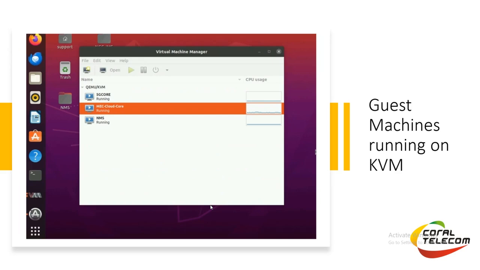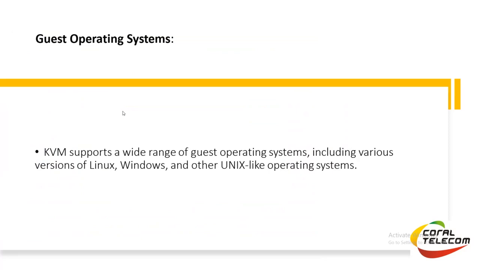You can see there are three virtual machines: the 5G core, the MEC cloud core, and NMS. You can also see the status as running for all these guest machines. You can control these guest machines with the tools that you can see here. If you want to stop, you can stop. You can restart also. Go to the file option, and you can create a new virtual machine also. KVM supports multiple operating systems. You can install Windows, you can install Linux.